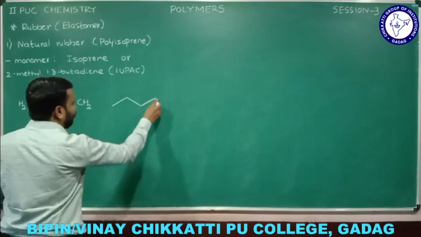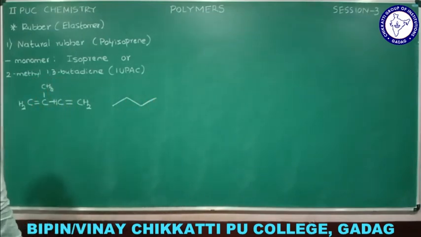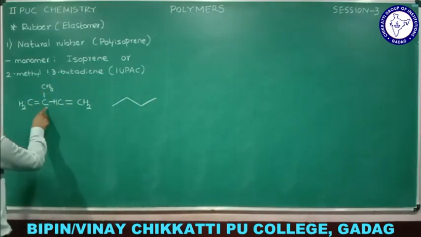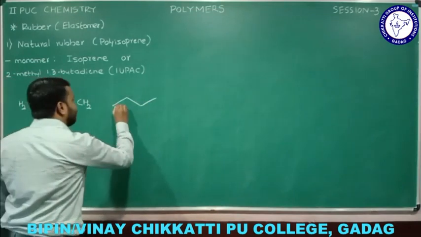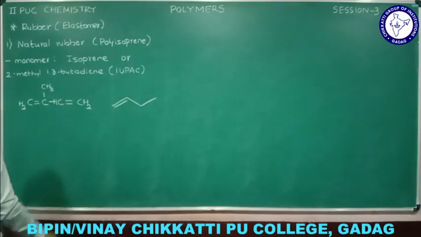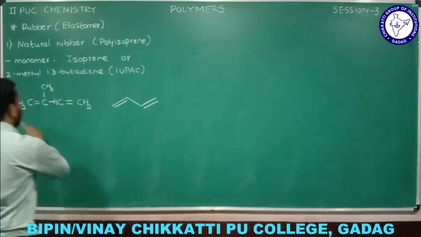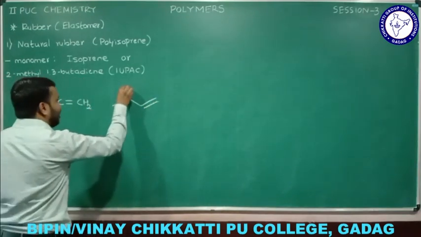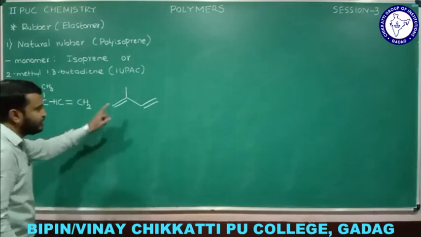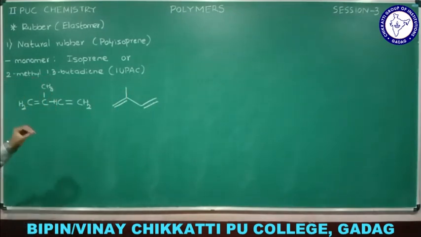4 carbons we have. In between carbon number 1 and 2 we have a double bond, and I am going to show the double bond here. In between carbon number 3 and 4 we have a double bond, I am going to show here. On carbon number 2 we have a methyl, so I am going to write it here, and this will be the bond line formula of the monomer of natural rubber, 2-methyl-1,3-butadiene, and that is about the monomer.